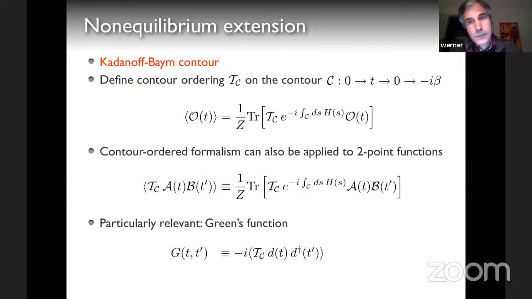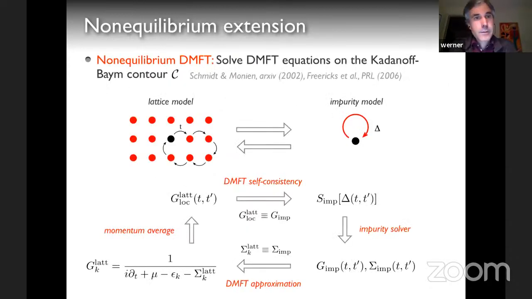And this contour ordering formalism can then easily be extended also to two-point functions, as shown in this expression here. And the two-point function, which will be relevant for dynamical mean field theory, is the Green's function, which is now the contour-ordered expectation value of d and d dagger, where d and d dagger are the impurity or lattice creation and annihilation operators. So now, what is non-equilibrium dynamical mean field theory?